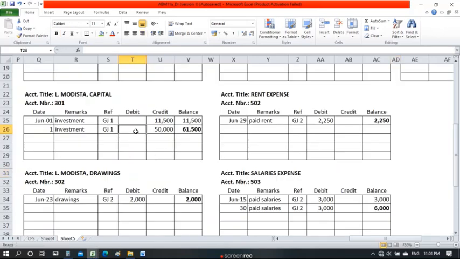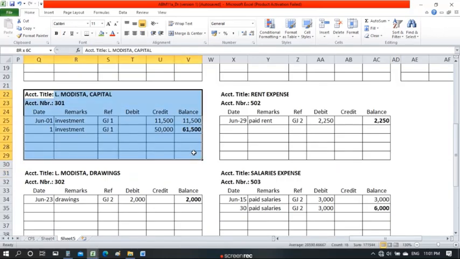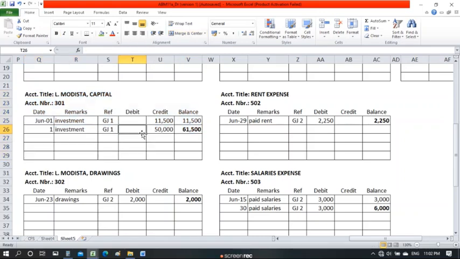So here is our ledger in El Modista Capital. So you will see here that, para makita nyo lang kung may beginning tayo. Kung may beginning tayo, dapat ang nakalagay sa reverse niya is BEGBAL, o yung beginning balance. So, wala naman kayong nakikitang beginning balance, but you have here an investment. So, meaning that 61,500 came from investment, not a beginning balance.